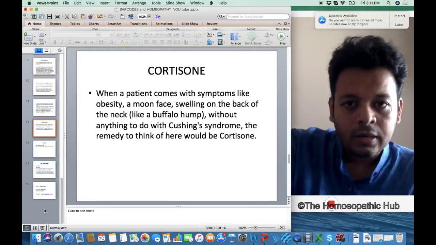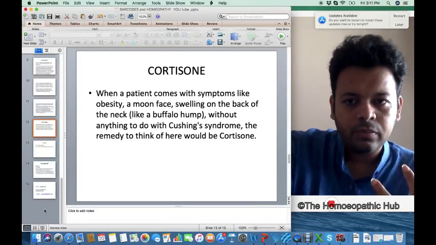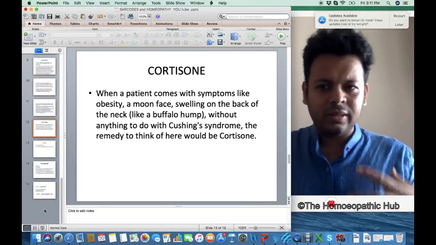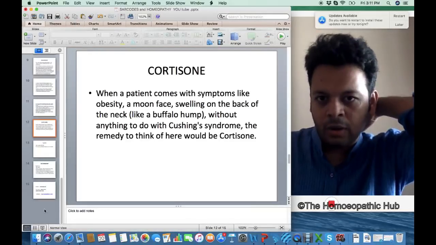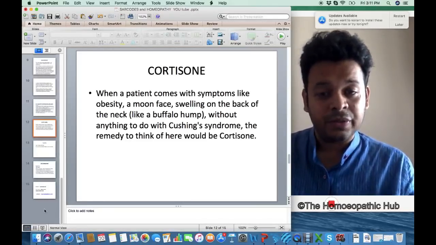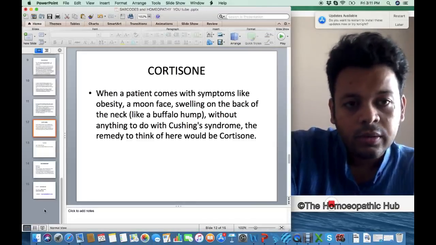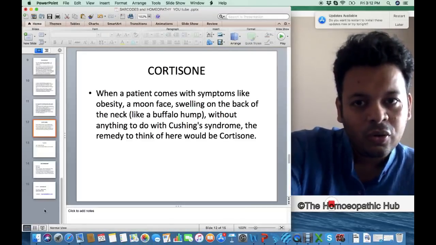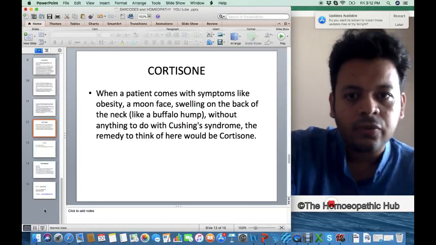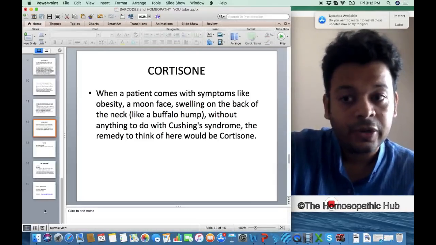Another remedy I use very often is cortisone. Patients come to you and suddenly they feel a bloated feeling, they get a buffalo hump here, swelling of the face. Very often, even in PCOD, you will see this kind of symptoms. But when you do the reports, all the reports are normal, and still they are showing symptoms as if of Cushing's. In these cases, I've used cortisone. Fantastically well.